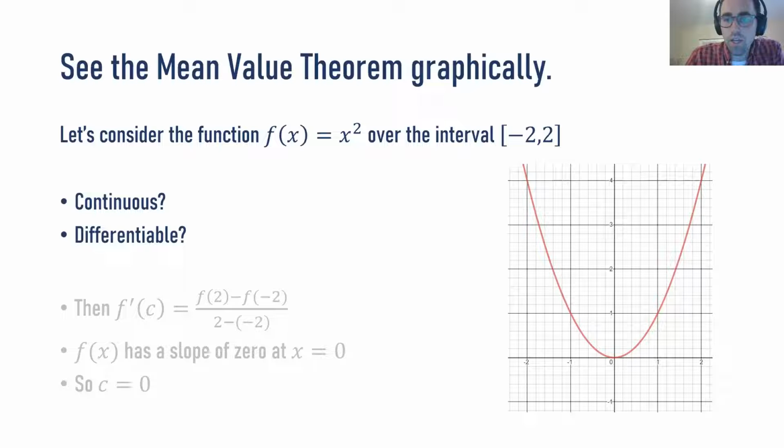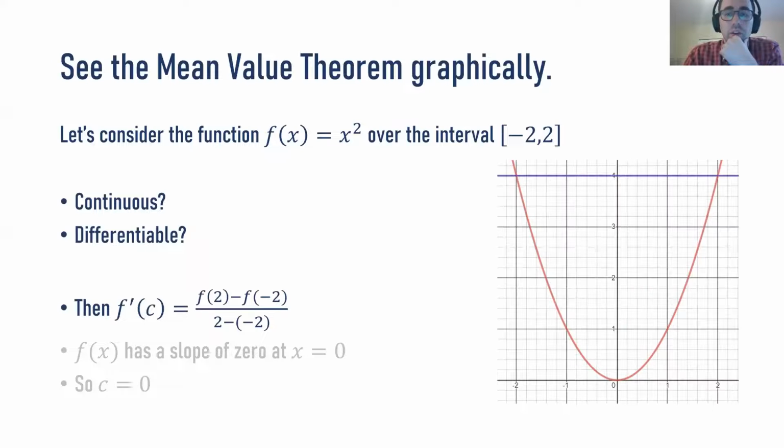How about differentiable? If I look between -2 and 2, it's a smooth curve, no corners, cusps. I could draw a tangent line anywhere there. Also makes it differentiable. So given that that's true, then there's some value C where f prime of C equals f of 2 minus f of -2 over 2 minus -2. That comes directly from the interval given at the top of your screen.